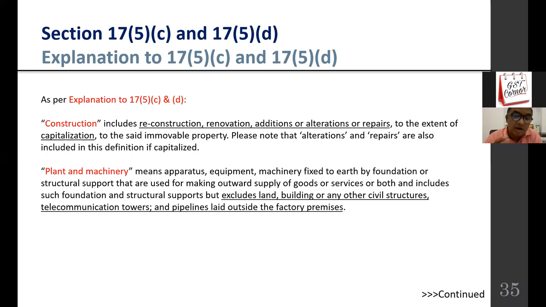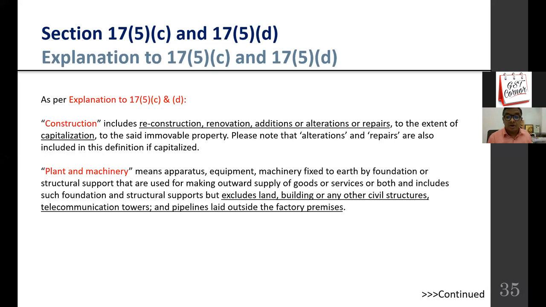Going further, it includes such foundations and structural support, but excludes three things. What are those three things? Land and building, any civil structure, telecommunication towers, and pipelines laid outside the factory. So what is land and building and civil structures? What is telecom towers and what is pipeline laid outside the factory premises? These are very important that we need to understand.